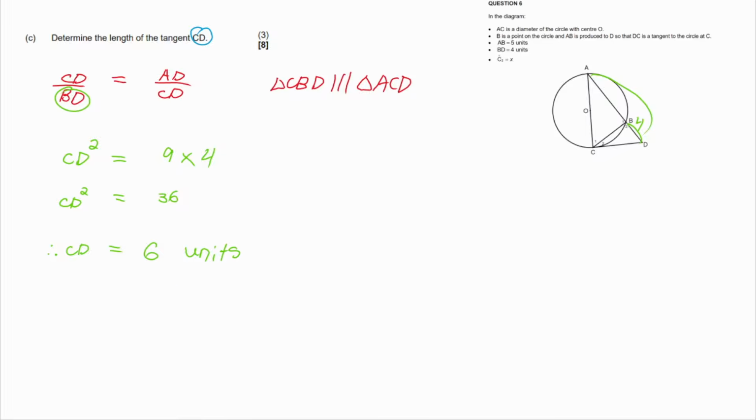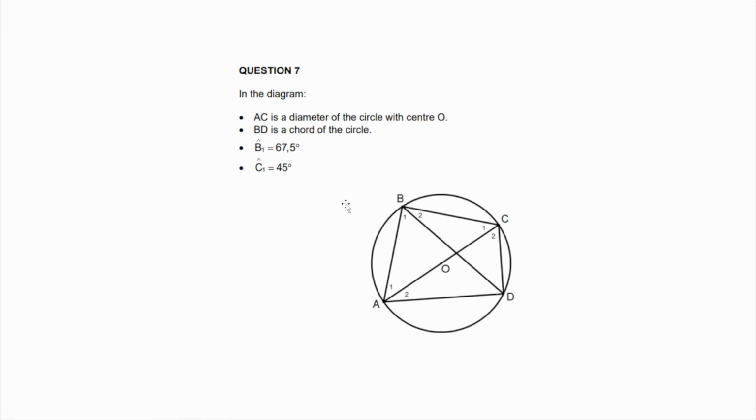Cool. That wasn't too bad, hopefully. Now question 7. They say in the diagram that AC is the diameter. They love diameters in this paper. We'll be dealing with diameters, with circle center O. So we have a diameter, so we know that this is 90, and we also know that this is 90 because of that diameter. And here's the center, so this is equal to this, and those are the only radii we have over there.